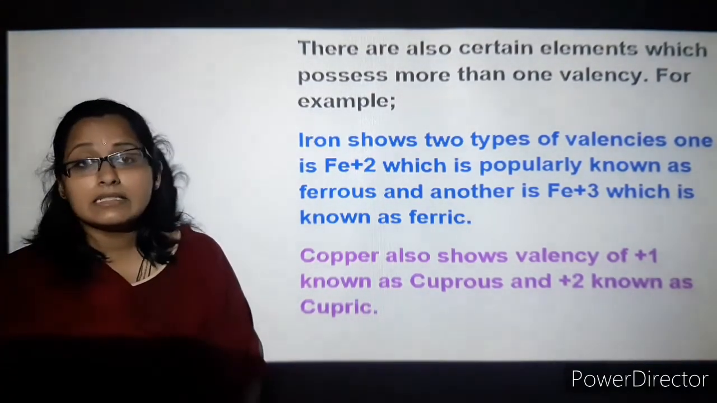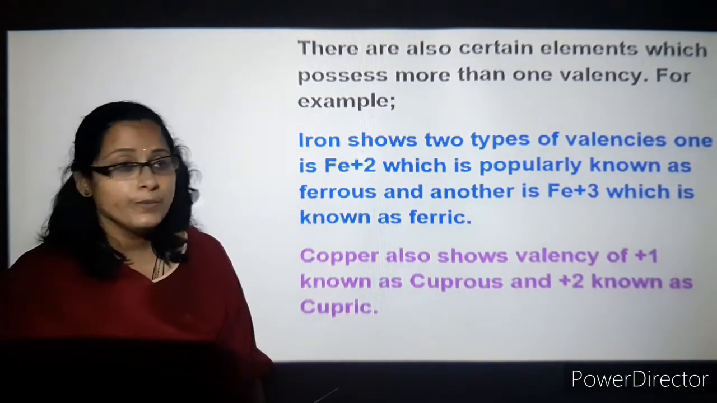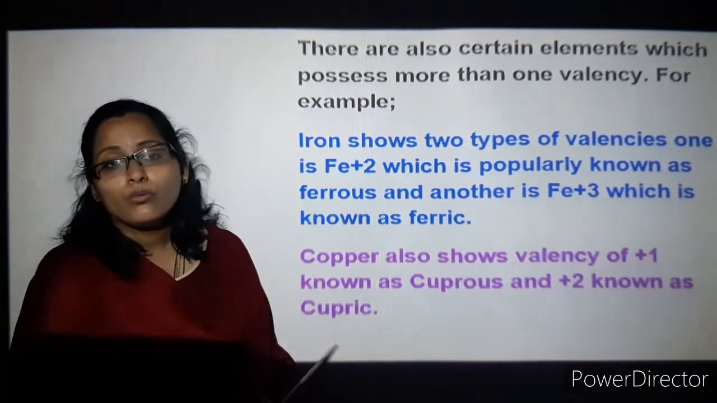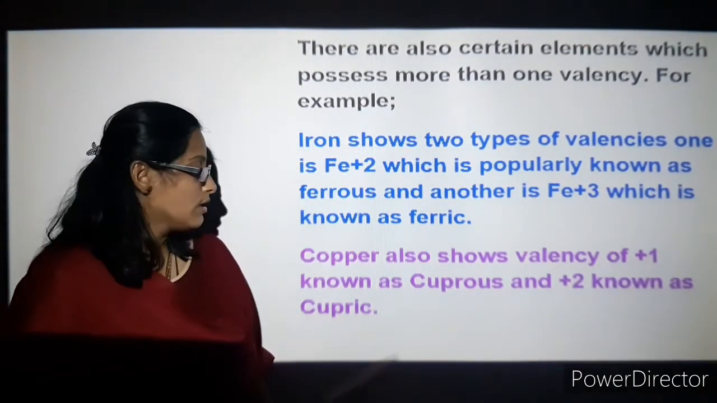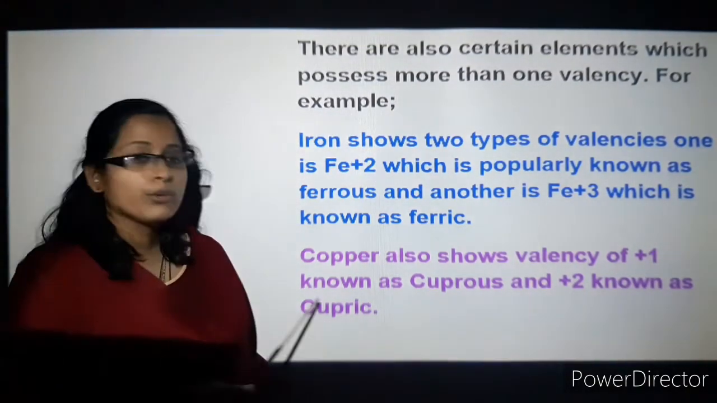So we can take another example with respect to copper. Copper has the symbol Cu. It also shows valencies of 1 and 2. Copper showing a valency of 1 is known as cuprous, and a valency of 2 is known as cupric.